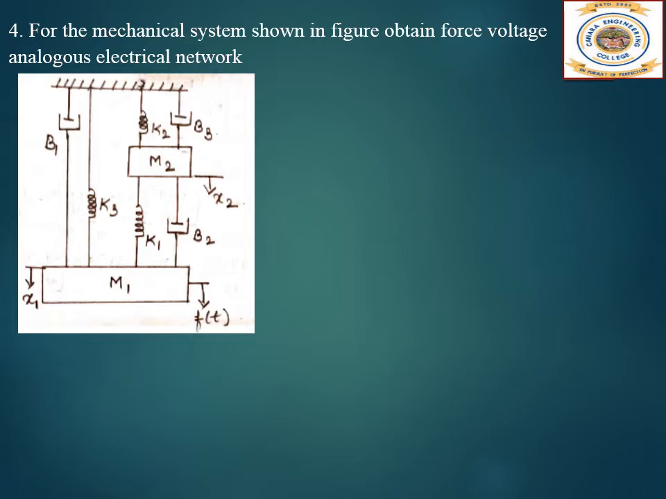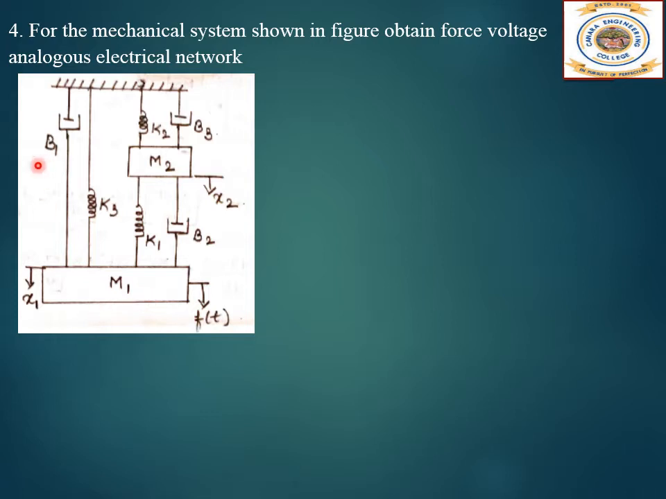So here in this question we are supposed to find the force voltage analogous electrical network. First let us analyze the equivalent network, how we are supposed to draw. There are two displacements x1 and x2. So what is connected where? We have force connected to node x1, then m1 is also connected to x1 and the ground.